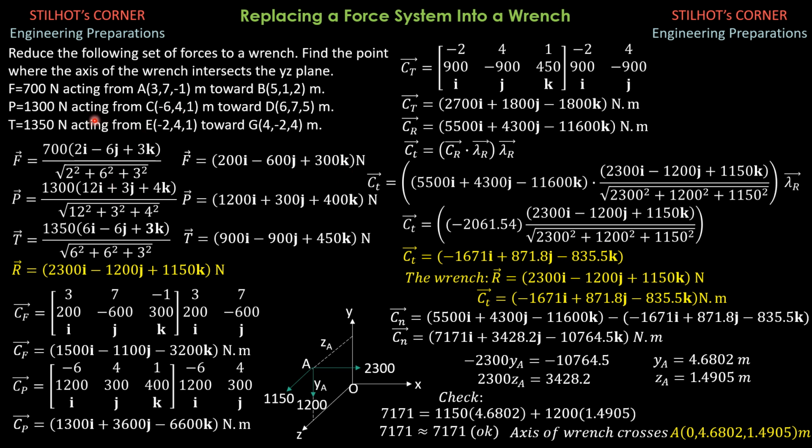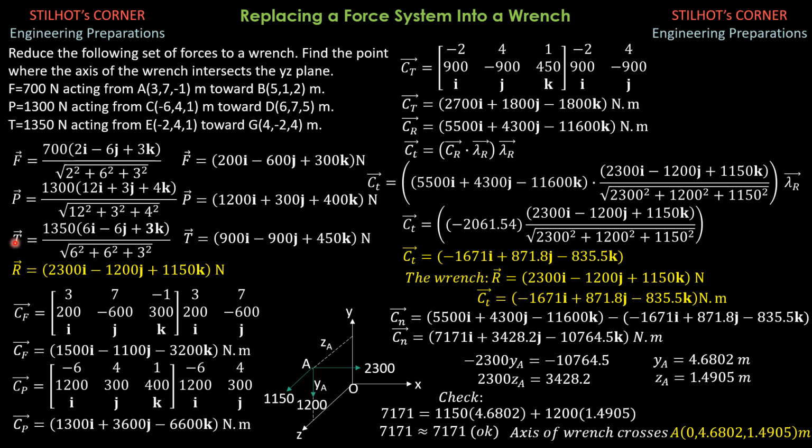Then for force P, which has a magnitude of 1300 newtons acting from point C toward D, so 1300 magnitude times 6 minus negative 6 is positive 12i, 7 minus 4 is 3j, then 5 minus 1 is 4k, all over square root of 12 squared plus 3 squared plus 4 squared. And that is in vector form quantity 1200i plus 300j plus 400k newtons.